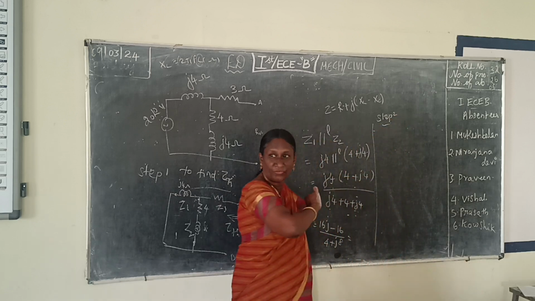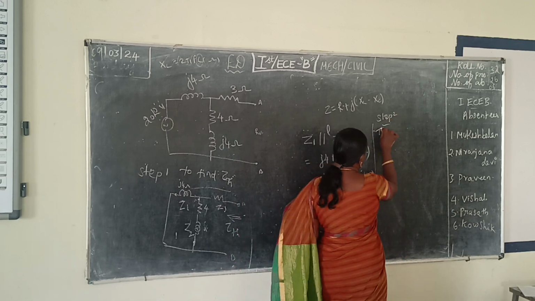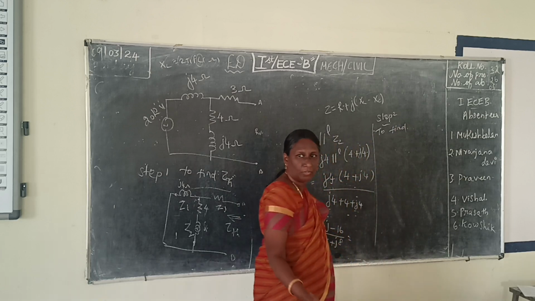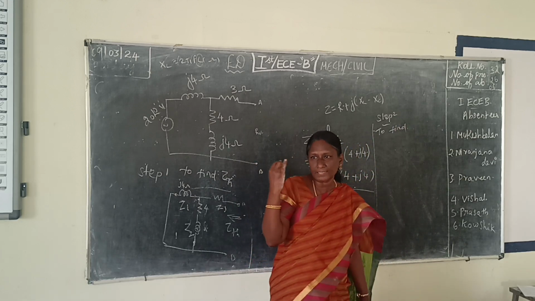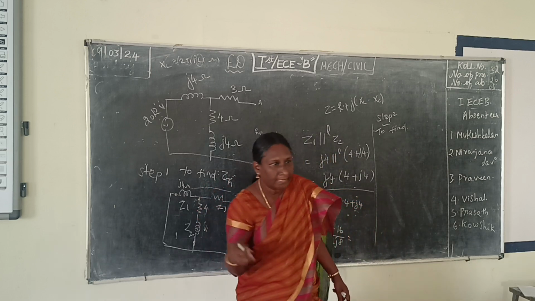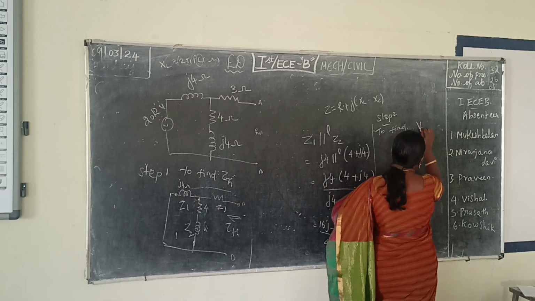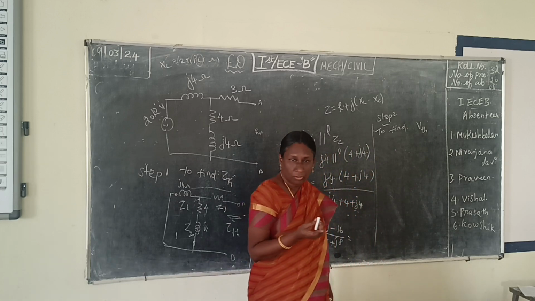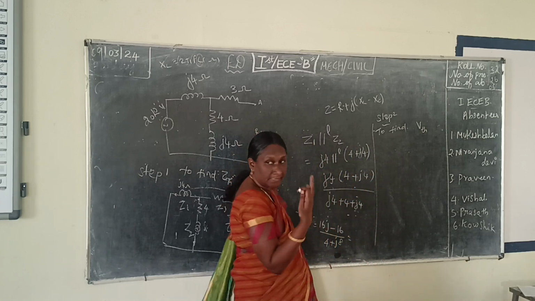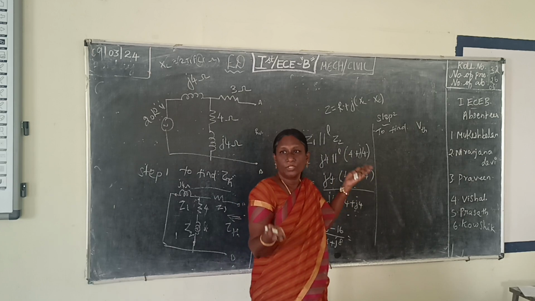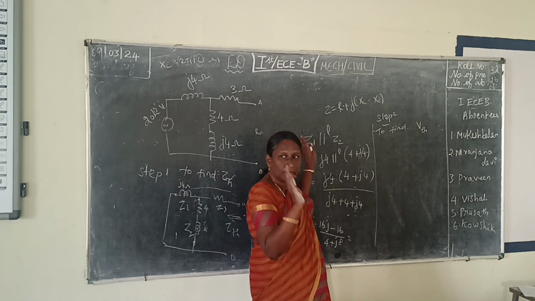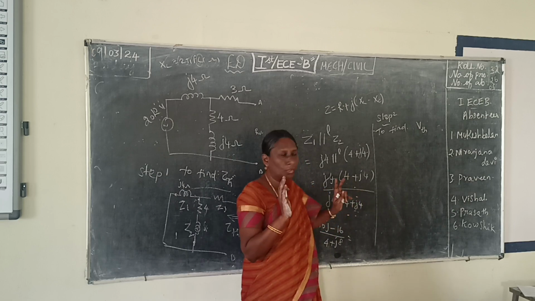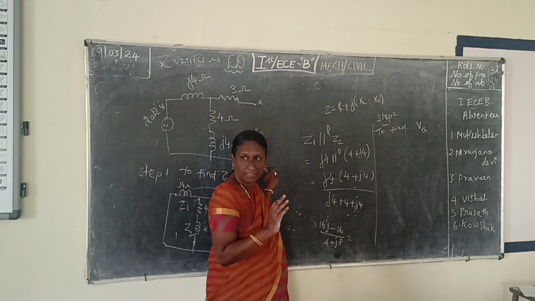In step 2 of the Thevenin theorem, we are going to find two parameters: one is RTH, the second one is VTH. What is the procedure to find VTH? Remove the load resistance. Already the load resistance is not given in the problem, so you take the circuit as it is and find the voltage between these two terminals.